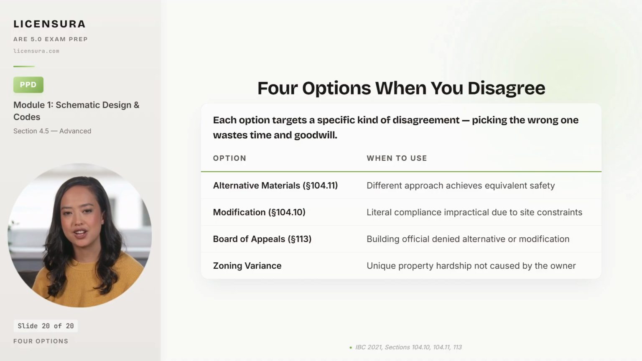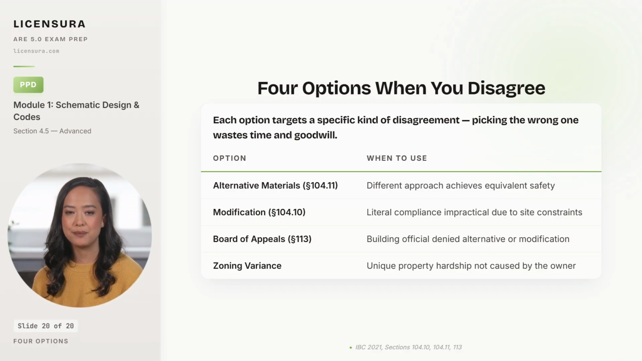Second, modification under Section 104.10, used when literal compliance with a specific prescriptive requirement is impractical due to site constraints, structural limitations, or existing building conditions. The architect requests a modification of the specific requirement, and the building official may grant it.